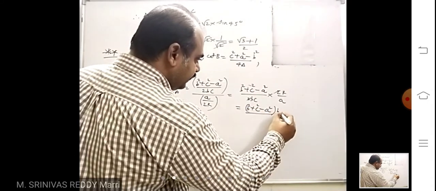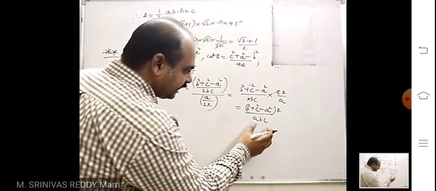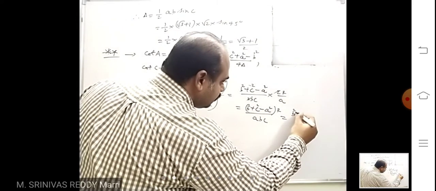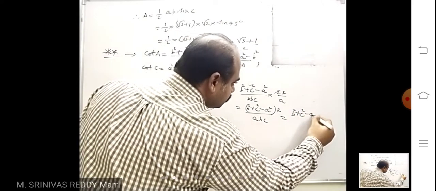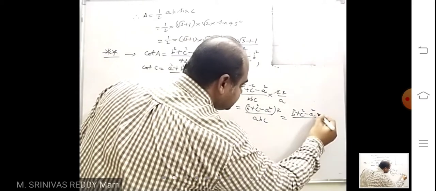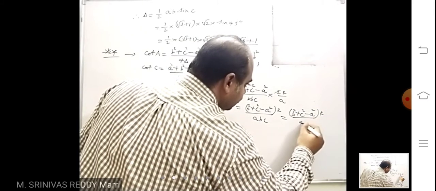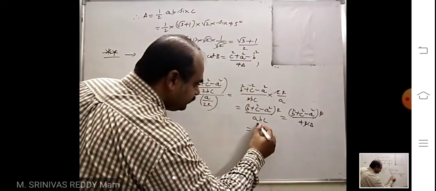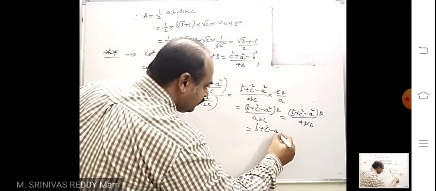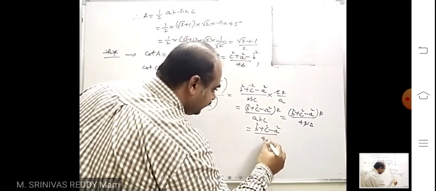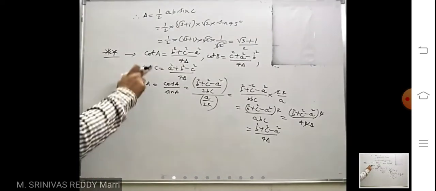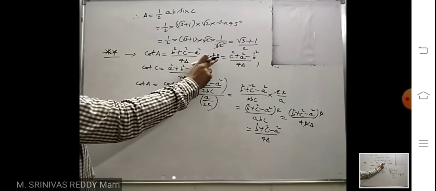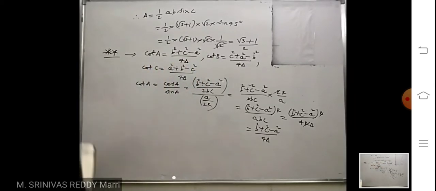Into R divided by ABC. What I told, ABC is nothing but 4R delta. Therefore, what you are getting is (B square plus C square minus A square) divided by 4 delta. This is the formula for cot A, B square plus C square minus A square over 4 delta. Similarly, cot B, similarly, cot C.